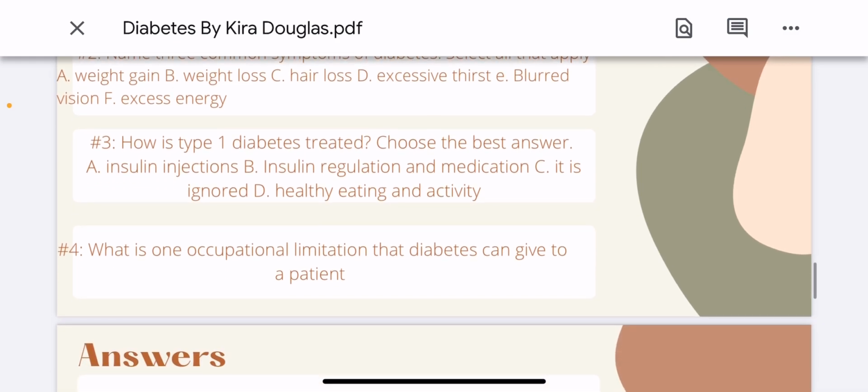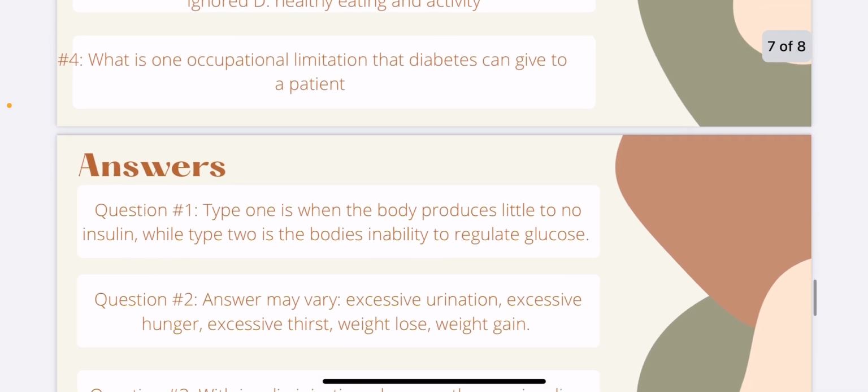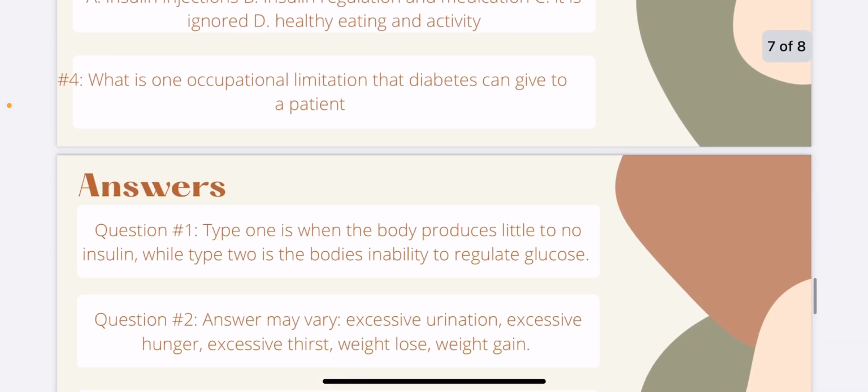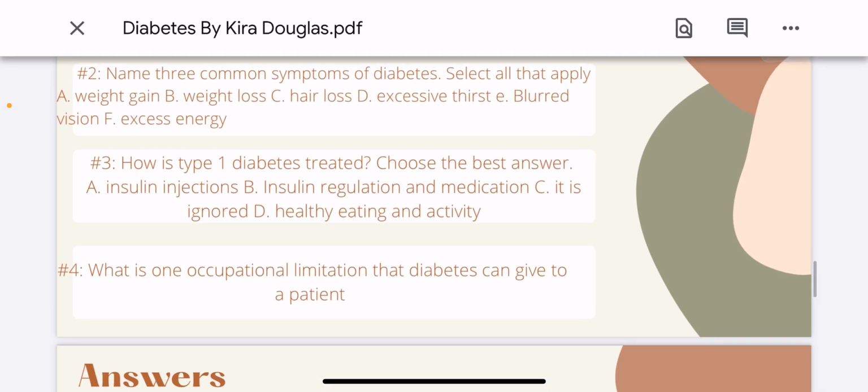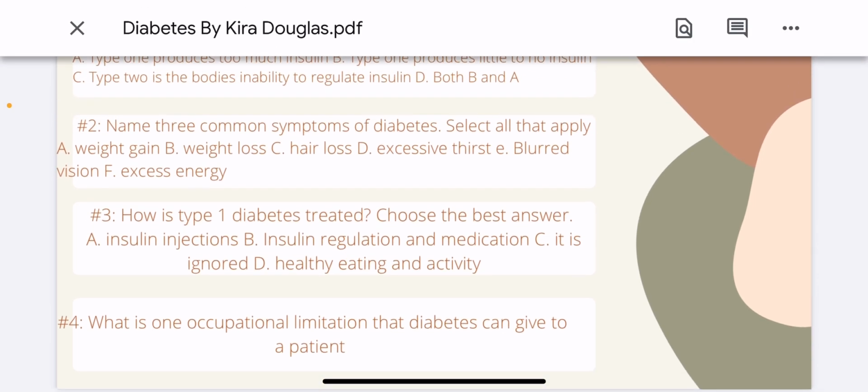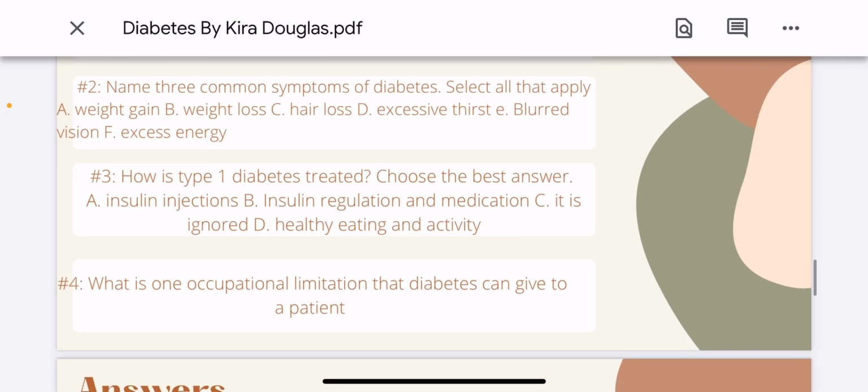Alright, so as you can guess, we have to pick all that apply, and answers may vary, but the correct ones will be weight gain, weight loss, excessive thirst, and blurred vision. So A, B, D, and E. Alright, question number 3. How is type 1 diabetes treated? Choose the best answer. This is type 1 diabetes. A, insulin injections. B, insulin regulation and medication. C, it is ignored. D, just healthy eating and activity. Choose the best answer. Alright, I'll give you guys some time.